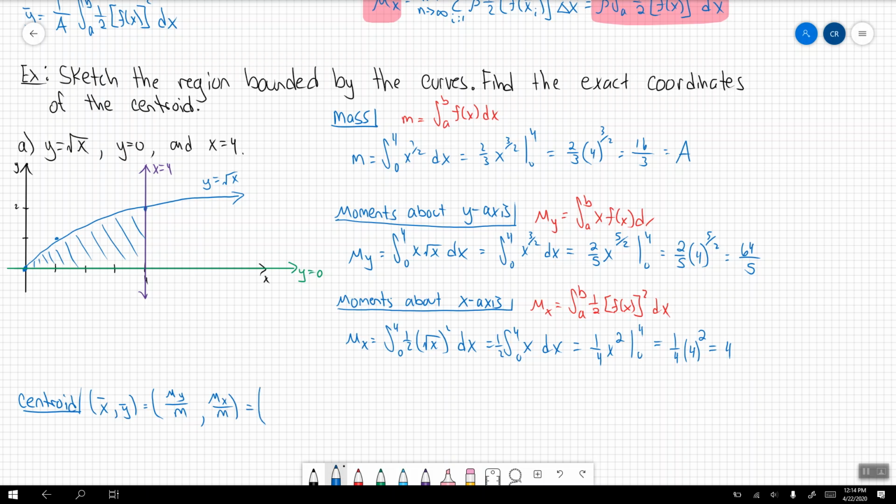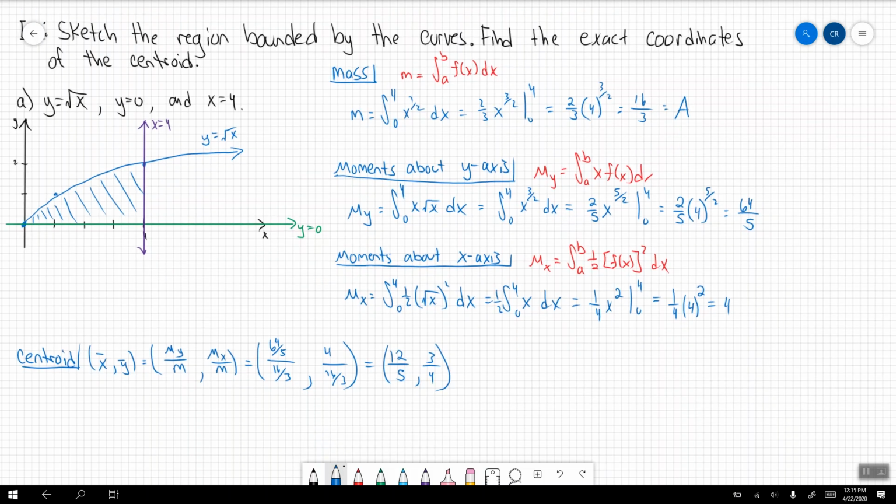Naturally, this turns into 64/5 divided by the mass, which was 16/3. Moments about the x-axis, that was 4 divided by 16/3. And then all we have to do is put this into a calculator. So 64 divided by 16 gets me 4. 4 multiplied by 3 divided by 5 is 12/5. And then the 3 goes up top, and that's going to be 3/4, I believe. There we are.